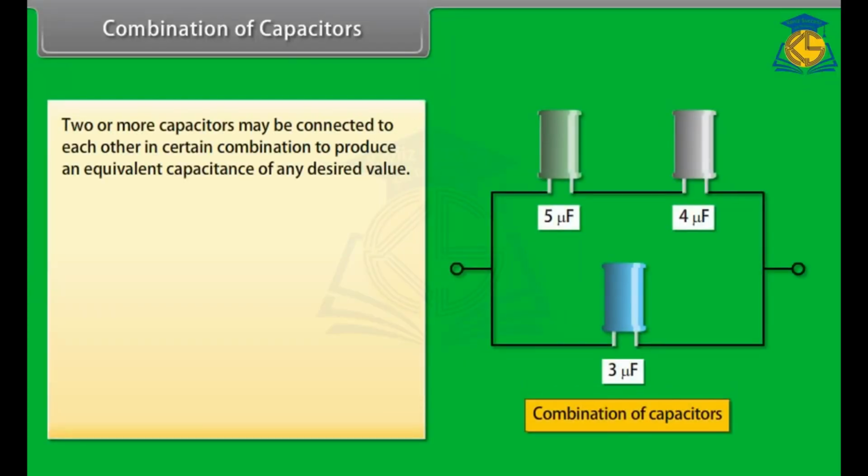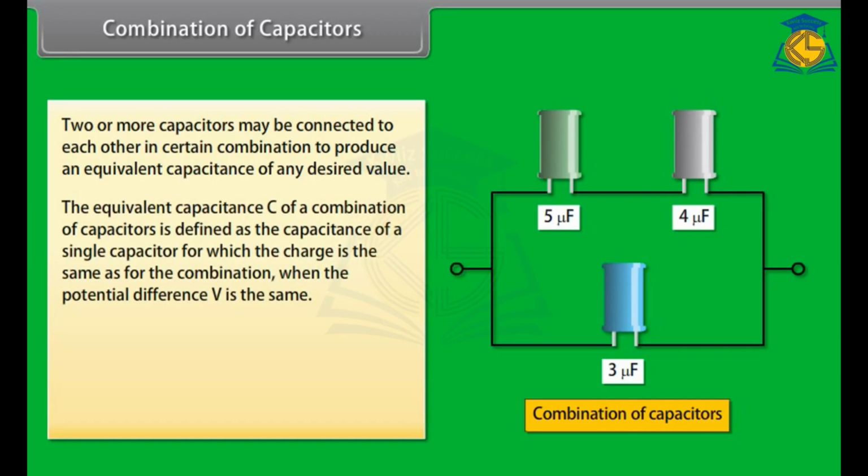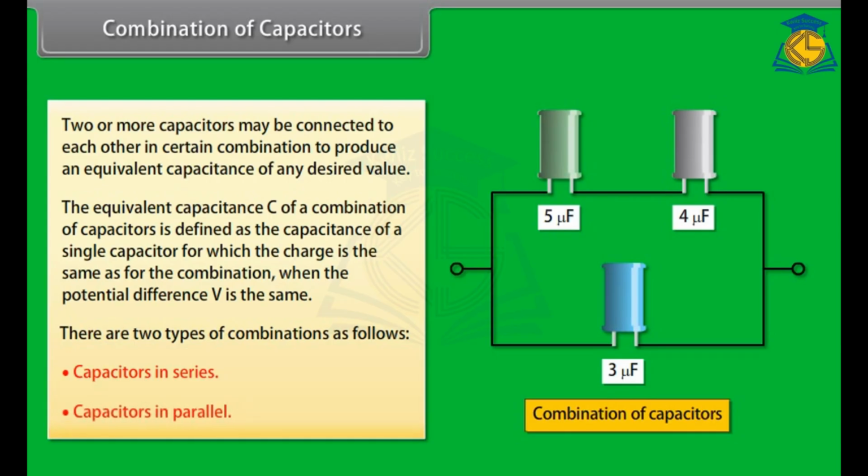Combination of capacitors. Two or more capacitors may be connected to each other in certain combination to produce an equivalent capacitance of any desired value. The equivalent capacitance C of a combination of capacitors is defined as the capacitance of a single capacitor for which the charge is the same as for the combination, when the potential difference V is the same. There are two types of combinations as follows: capacitors in series and capacitors in parallel.